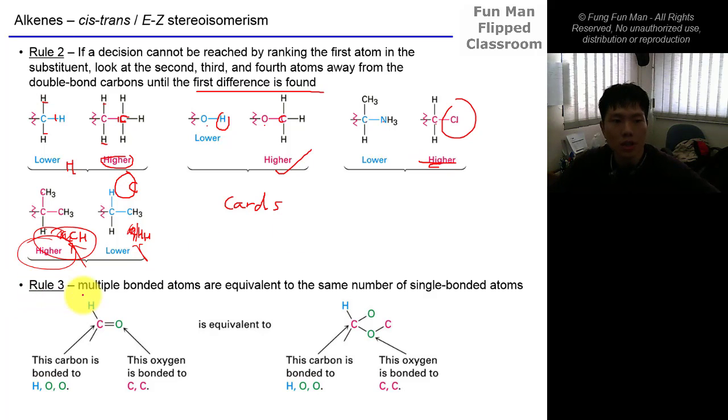Rule number 3. If you have multiple bonds, it is equivalent to you being bonded to the atom again. So this represents H, O, O. And then further on, the O bonds back to the carbon twice. So this oxygen is bonded to C, C. Okay, so that's how you translate to this picture.